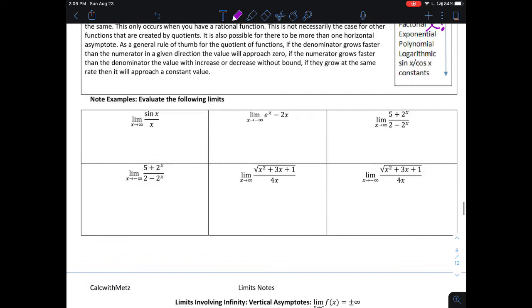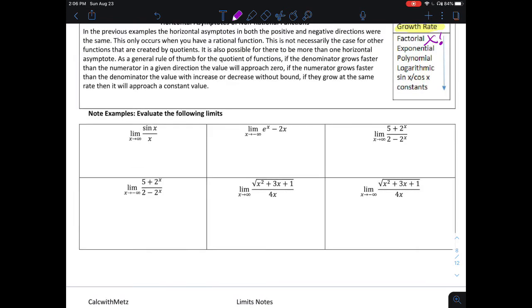And so let's look at doing these problems right here. This first limit, the limit as x approaches positive infinity for sine of x over x.